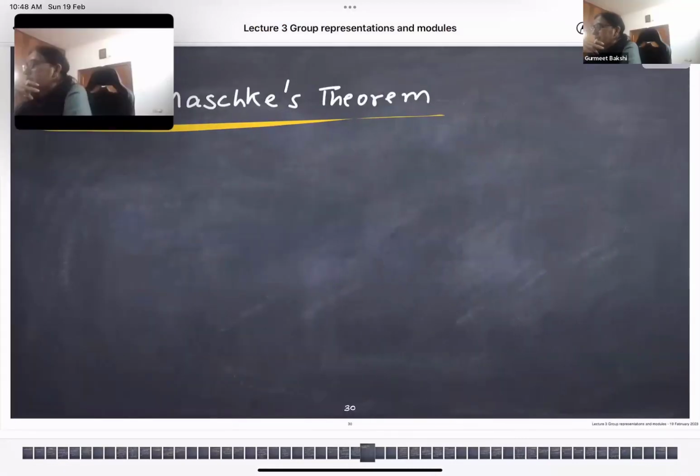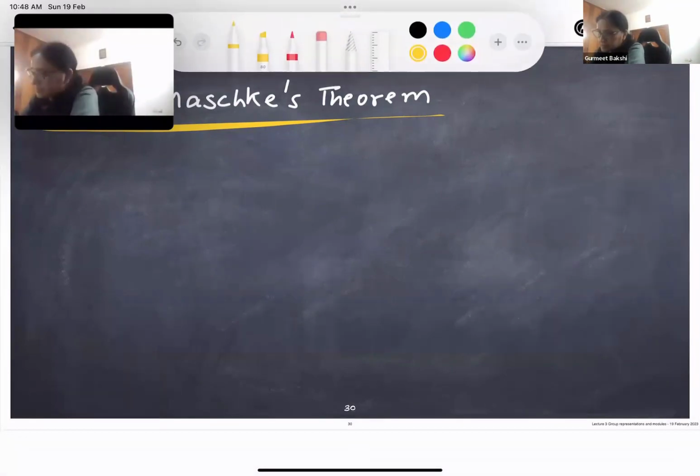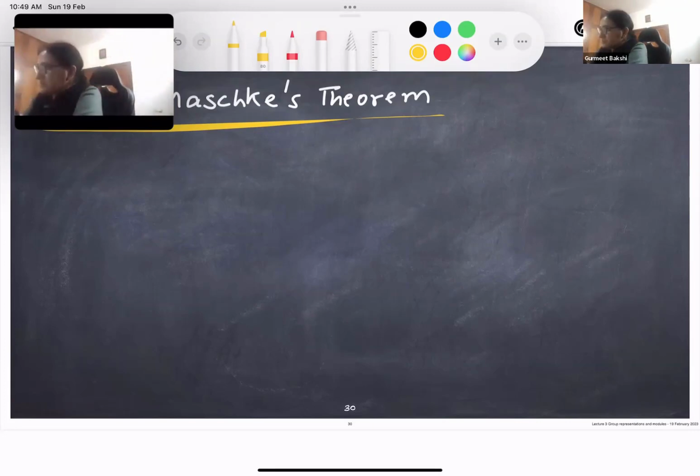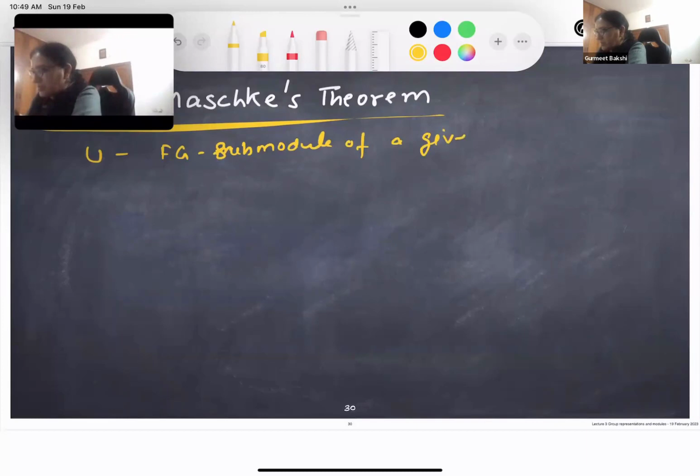All right. So let's write down. V is an FG module. The conditions are clear to you: the characteristic of F is 0 or coprime to the order of G. Then you want to prove that given any FG module V and a submodule U of V, it has a complement, that there is another submodule which has this property. So U is an FG submodule of a given FG module V.